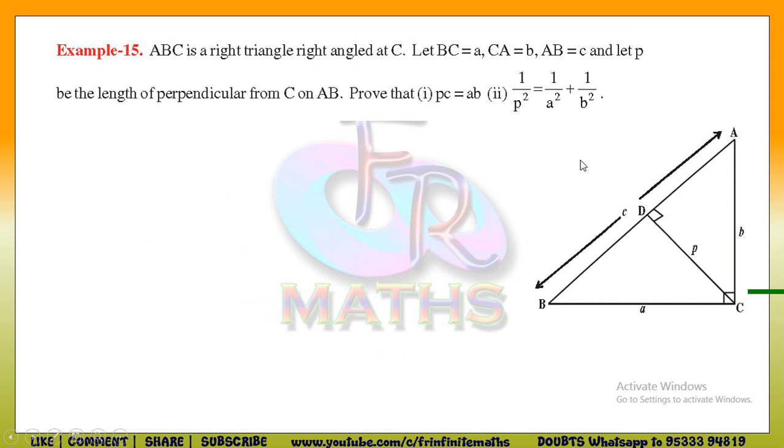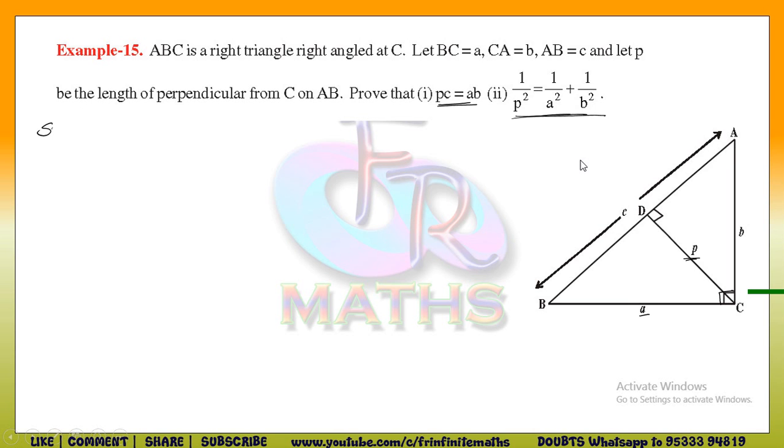So example 15. What he has given: ABC is a right angle triangle, right angled at C. Let BC is equal to small a, CA is equal to small b, and AB is equal to small c, and let p be the length of the perpendicular from C onto AB. Then prove that pc is equal to ab, and 1 by p square is equal to 1 by a square plus 1 by b square. So already we have discussed this result, right? Now let us see the proof of this particular thing.